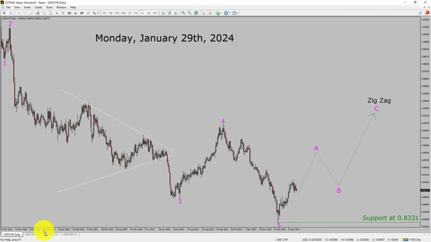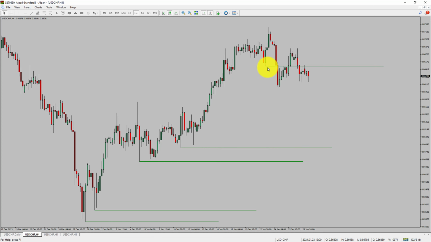Next, let us take a look at 4-hour time frame. Price action manages to break below the most recent swing low. To me, USDCHF pair trend looks sideways in 4-hour time frame.